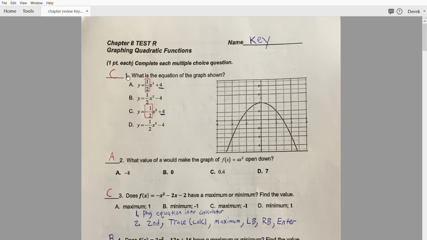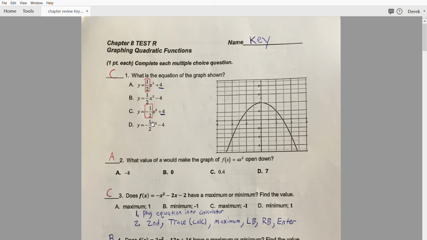Why is the equation, or what is the equation of the graph shown? So we're looking at this graph at the right. You can see my mouse. The answer is going to be C. First thing you want to notice is with these equations, the y-intercept: if you plug in 0 for x, that'll be 0 squared, that becomes 0. 0 times anything is 0, so we are left with 4, which will be our y.